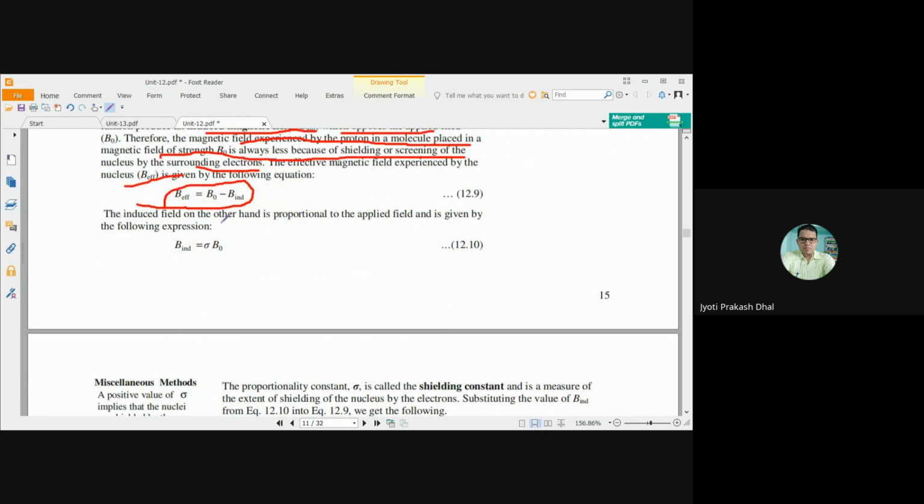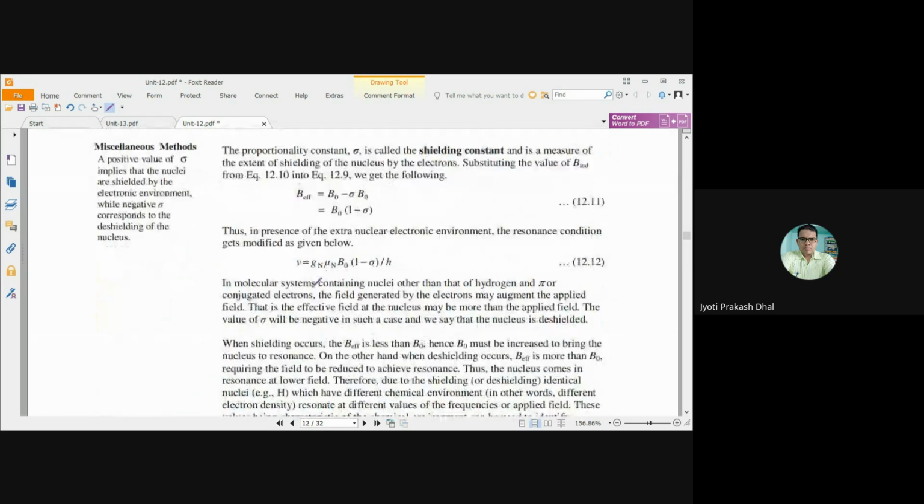The induced field, on the other hand, is proportional to the applied field, given by the expression B induced is directly proportional to B0. So B induced equals sigma into B0. The proportionality constant sigma is called the shielding constant, and it is a measure of the extent of shielding of the nucleus by the electrons. Now substituting the value of B induced, we can write B effective equals B0 minus sigma B0, that is equal to B0 into (1 minus sigma).